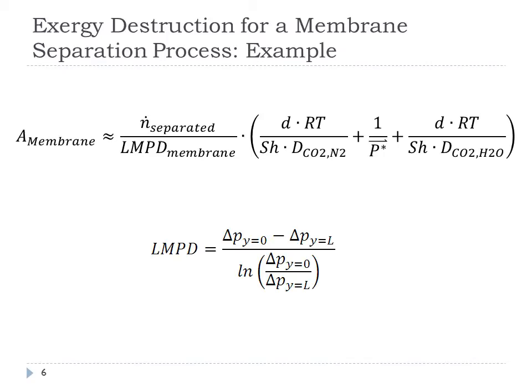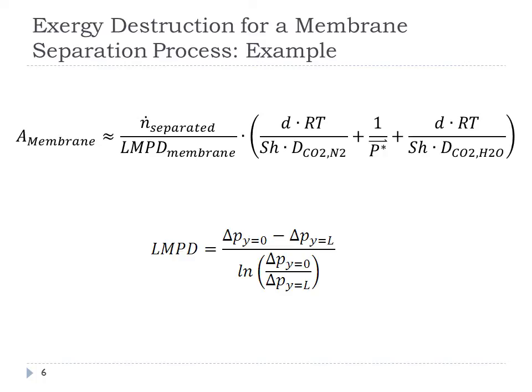It's the driving force on the left side of the membrane, minus the driving force on the right side of the membrane, divided by the logarithm of the driving force on the left side divided by the driving force on the right side. And then the other thing I want to point out here is that inside we have three resistors to mass transfer, just as we had in the heat exchanger.